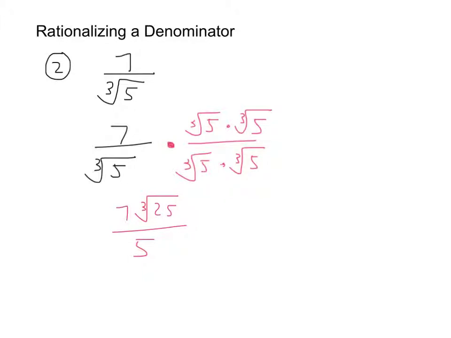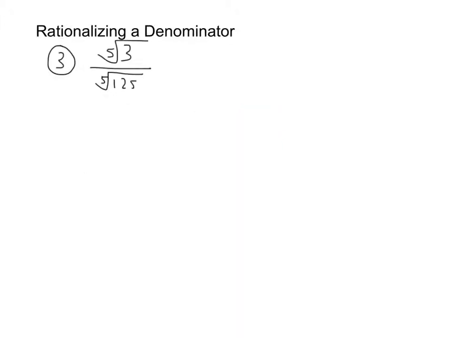But that's not the important part. The important part is the fact that when you multiply this, it comes out to be 5, because I have now 3 of these cube roots of 5. So when you multiply that together, you just get 5. All right, this is your answer. All right, I'm going to do one more, and then you're going to try some on your own.